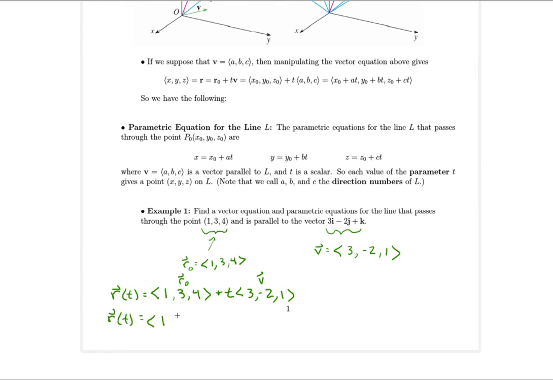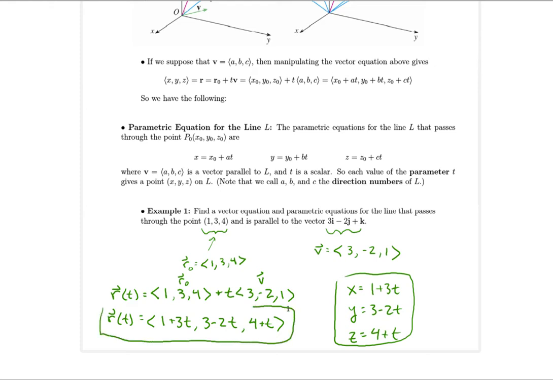And to put it together: 1 plus 3t, 3 minus 2t, and then 4 plus t. So there's our vector equation, and then parametric equations are just me writing out each one separately. So there's our two different representations here. That's our vector equation, and these are our parametric equations.